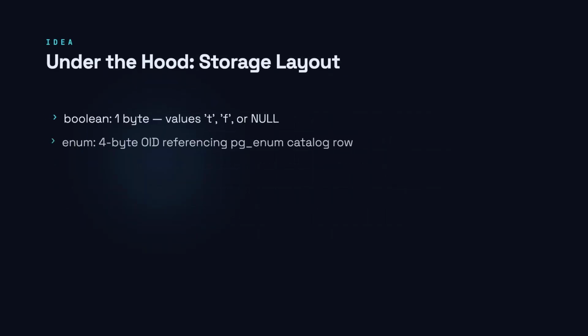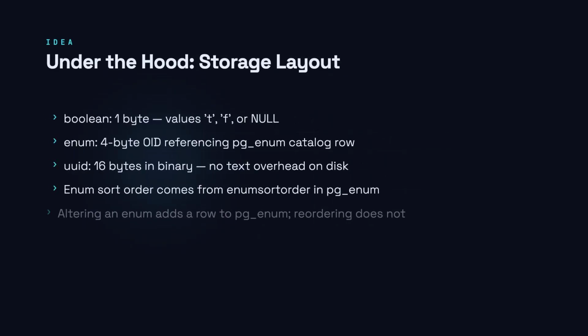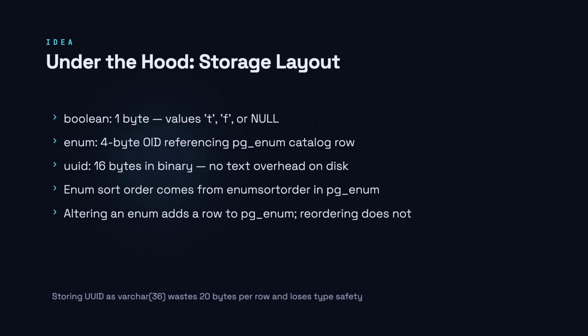Internally, an enum value is just a 4-byte object identifier pointing to a row in the PG_enum catalog, which carries its sort position. A UUID is 16 raw bytes, never the hyphenated text string you see in SQL output.